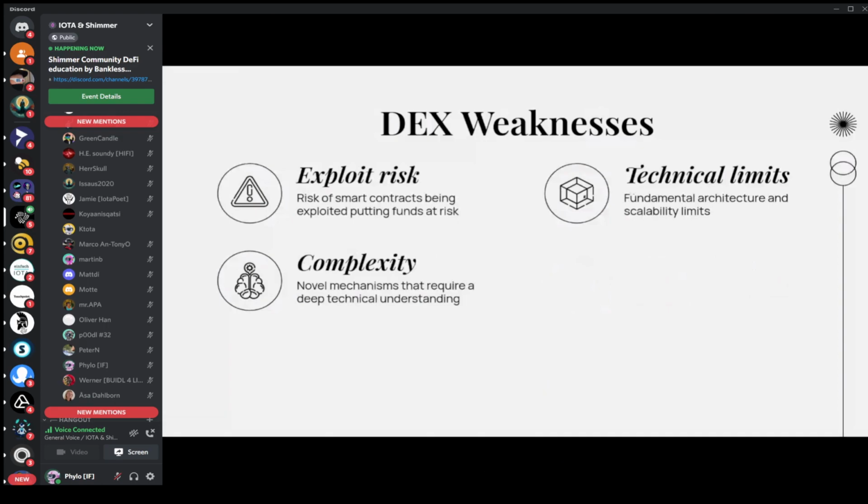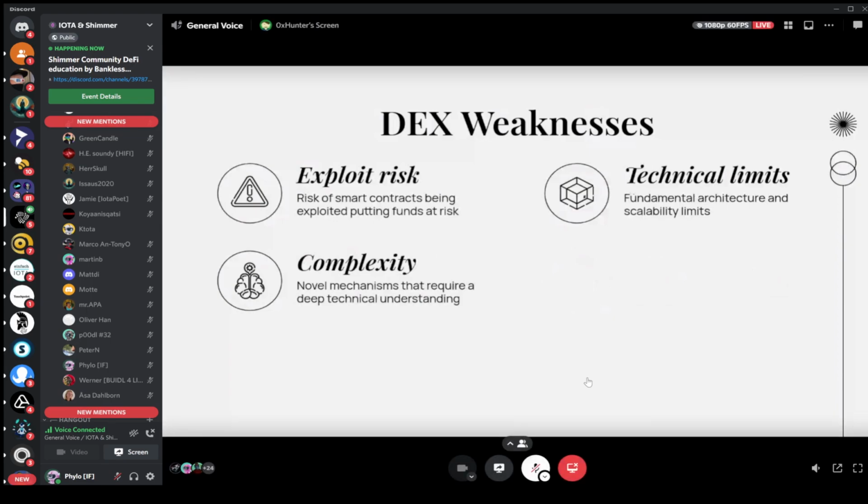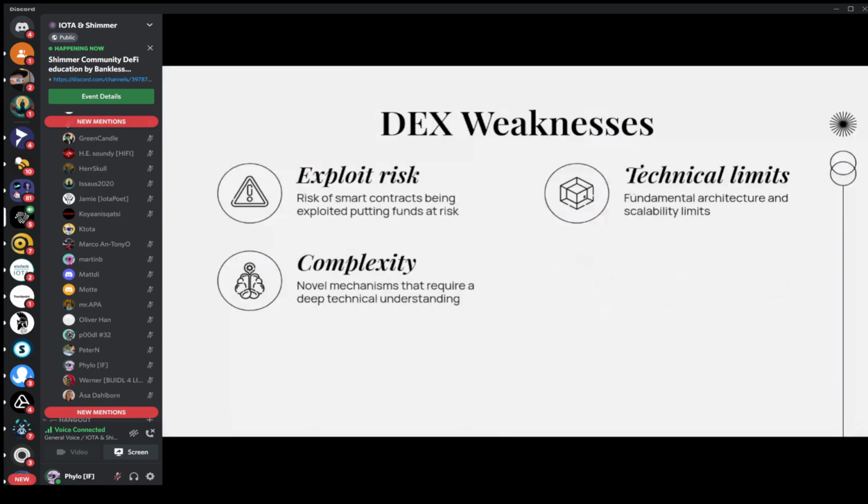Talking about the weaknesses a little bit, there is exploit risk because code is law. If code has a bug or an exploit in it, then you could lose your funds. A way to minimize this risk is to make sure whatever you're interacting with had a smart contract audit. And honestly, I've seen fake smart contract audits, so a lot of times it's worth following through and looking at the smart contract, making sure it's on the website of the company they say it is.